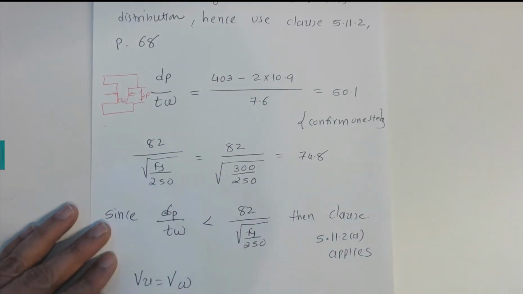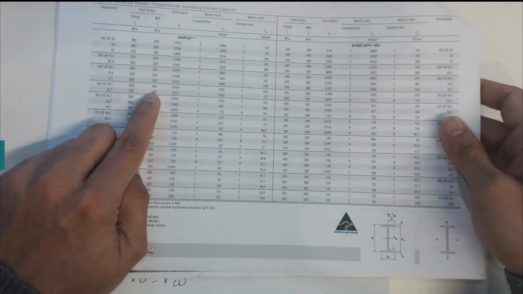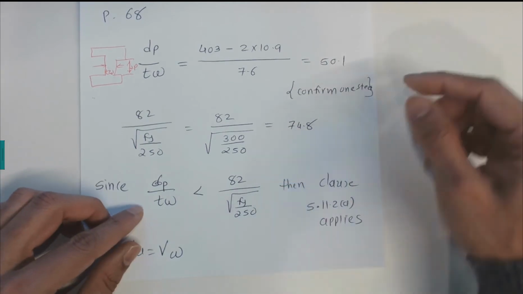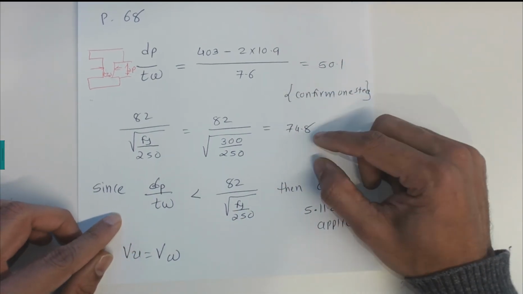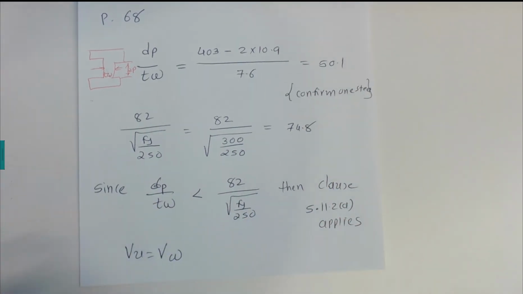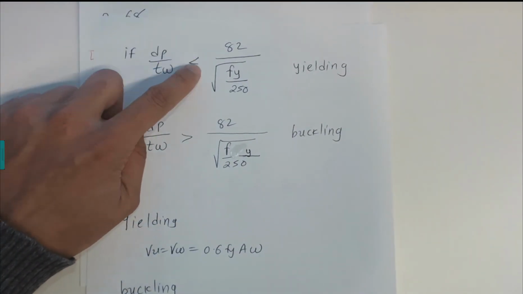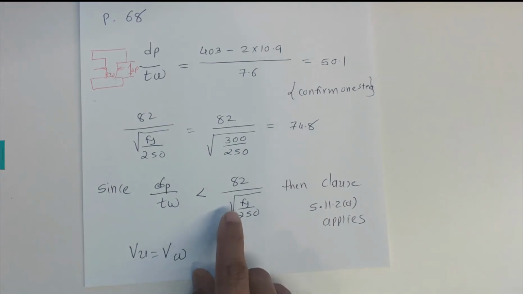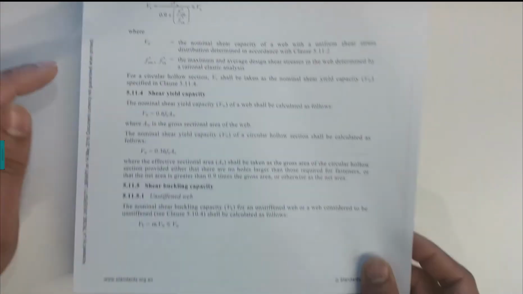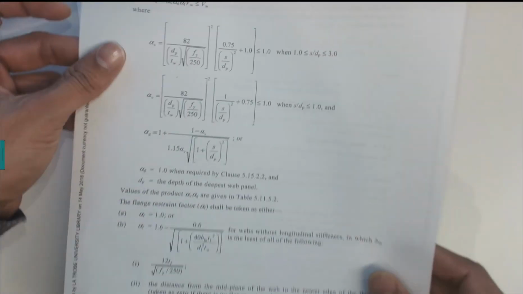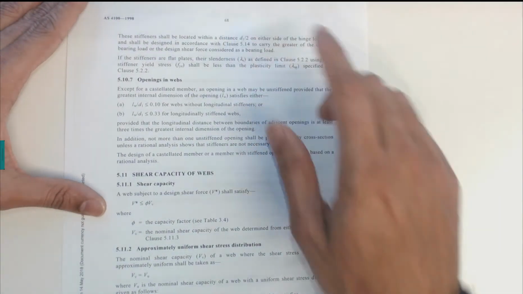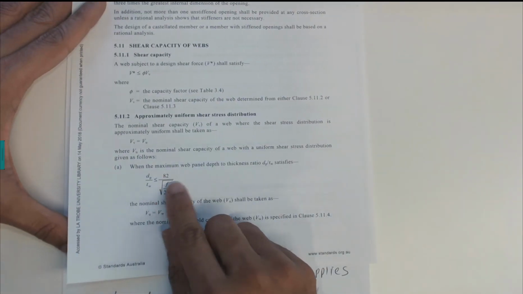And 82 over the square root of fy over 250, for 350 it is 320, but we are using grade 300, so we take 300 megapascals. That is given as 74.8. Comparing these two, 50.1 is less than 74.8, so this will fail by yielding. So we have dp on tw less than 82, so we are in yielding, and Vu is equal to Vw, as on page number 68.